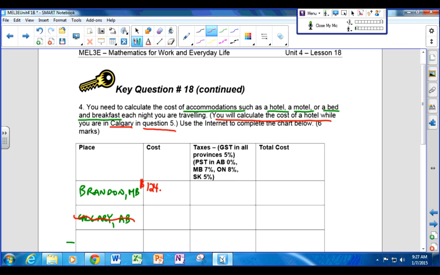So I'm going to write down that $124. And if I was planning this out, I might put a little asterisk saying it's an estimated rate. Right? I haven't booked it yet. I'll know the exact rate when I book it.